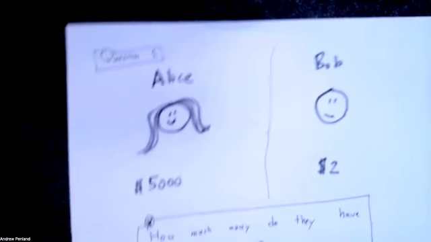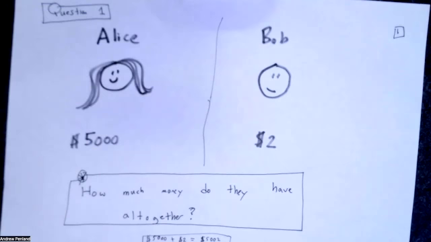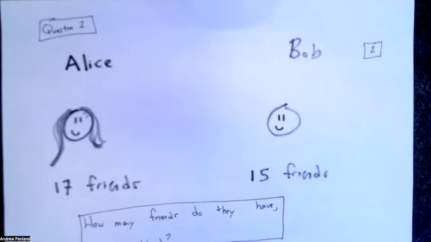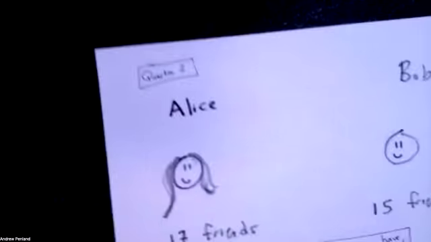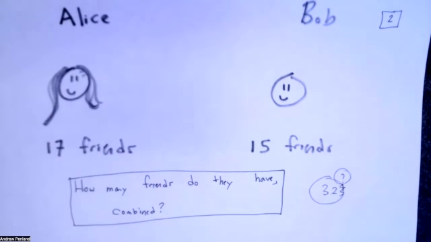You can just combine them. Bob would probably be very happy about that arrangement. Let's look at the next question. If Alice has 17 friends and Bob has 15 friends, how many friends do they have combined? The temptation is 32, but it might be a trap. Why? Some of those friends might be the same friends.